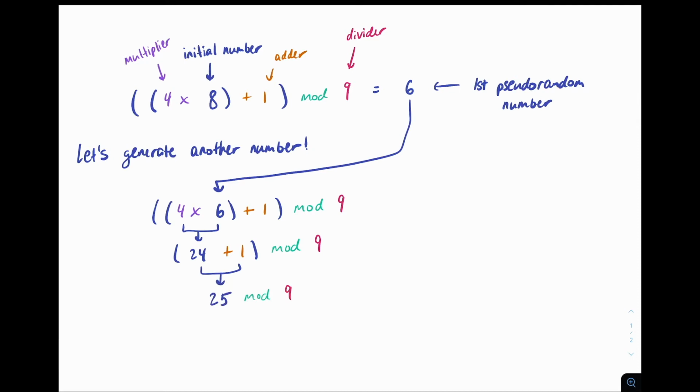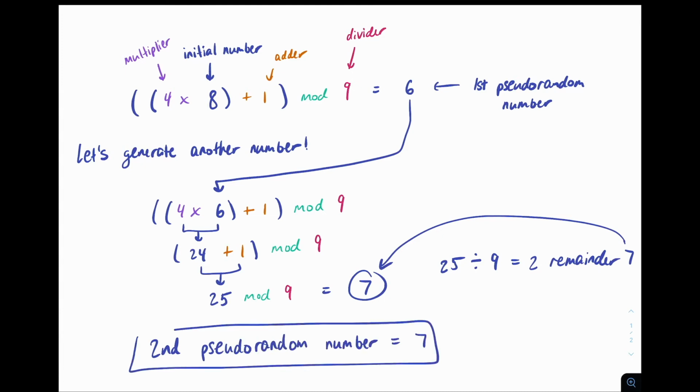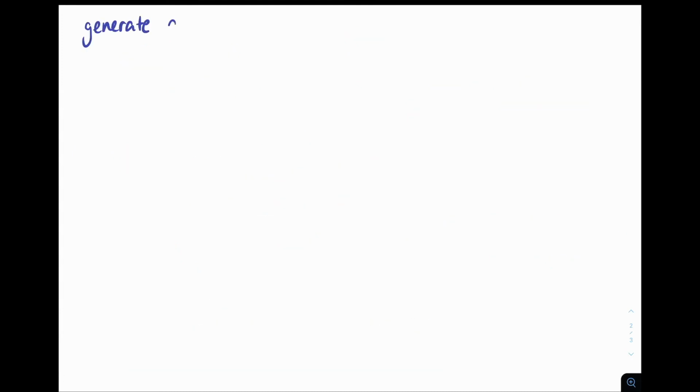Then mod with our divider number 9. 25 mod 9 is 7. This is because 25 divided by 9 equals 2 with a remainder of 7. And so 7 is our second pseudo-random number. Let us repeat this process again to get our third pseudo-random number.